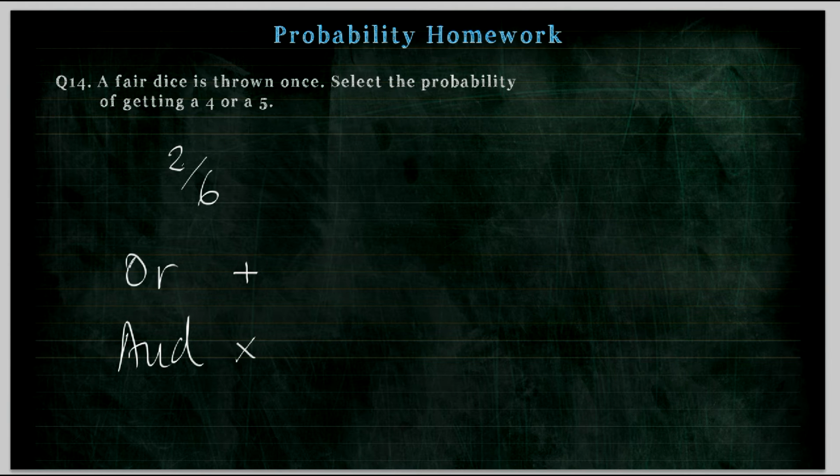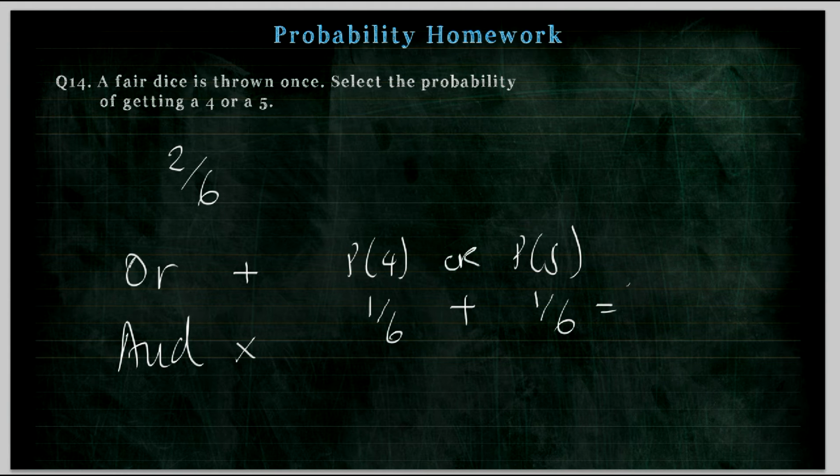So in this case, the 2/6 comes from the probability of getting a 4 or the probability of getting a 5. The probability of getting a 4 is 1/6, and the 5 is also 1/6. And this "or" suggests that you need to add the probabilities to give you a total of 2/6. Sometimes you might be asked to simplify that fraction, and that would simplify to a third, but in this case, you don't need to.